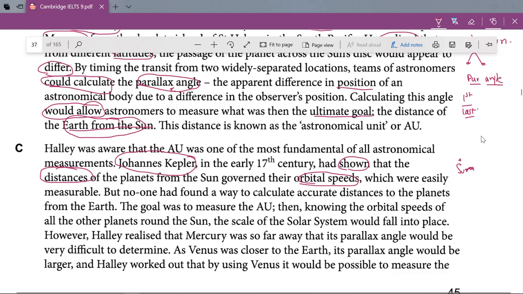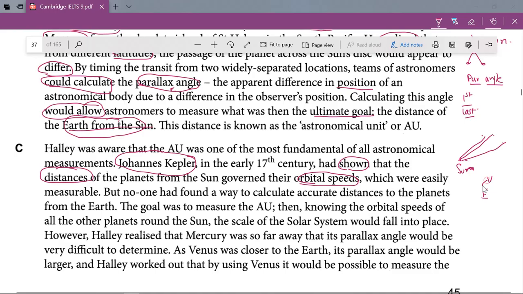So this is my Sun, just to understand. And what are you saying? That the distance of planets from the Sun, Earth, Mercury, Jupiter, all this, this distance determines their speed. So, you know, farther the distance, more the speed, or maybe nearer the distance, more the speed. Some kind of relationship between distance and speed, this was what Kepler said. The distance determines the speed.